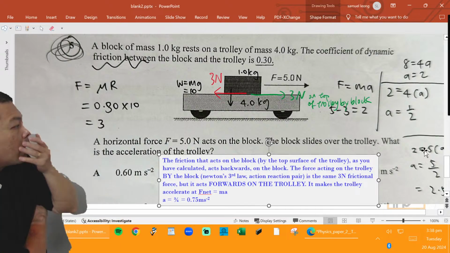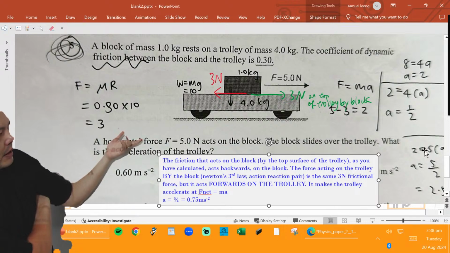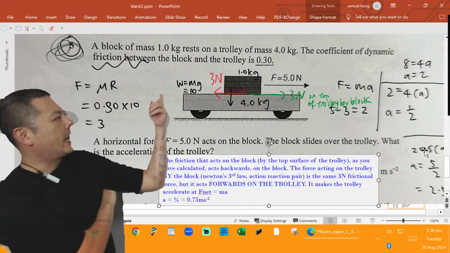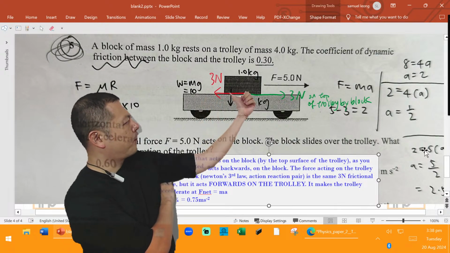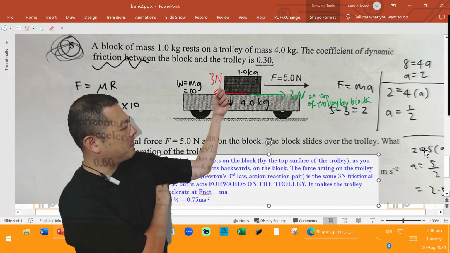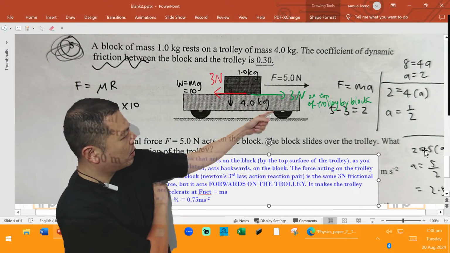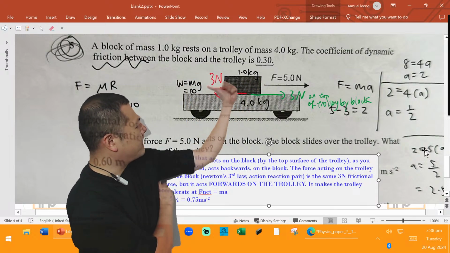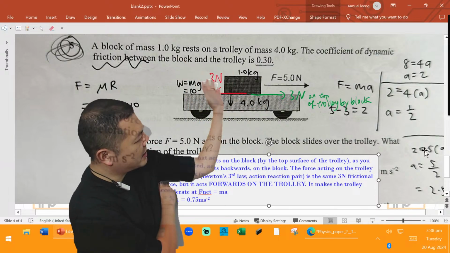I don't know whether you have encountered this kind of question before, but I've done this quite a number of times already. So this is just to remind you that the friction that acts on the block by the trolley is 3 newtons. It points backwards because that's the friction acting on the block. But this friction here is acting on the trolley by the block. As you pull this block along, the block experiences a friction backwards, but this block will exert a friction on the trolley. This is Newton's third law.